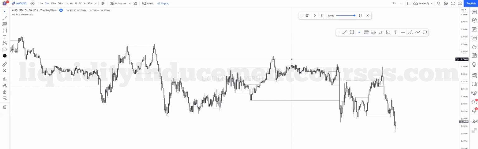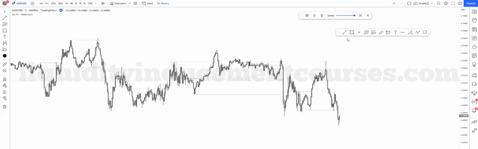Right? So for example, you may not like this. Maybe you're like, well, I don't like it because of that wick. I don't like it because of that. I don't like it because of this. Right? Every person has their own view, their own excuse of why they would or would not take a trade. Because everyone's different.